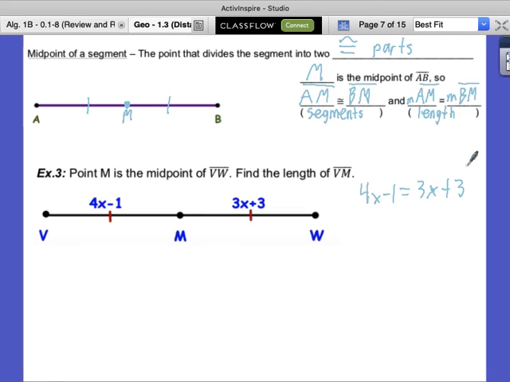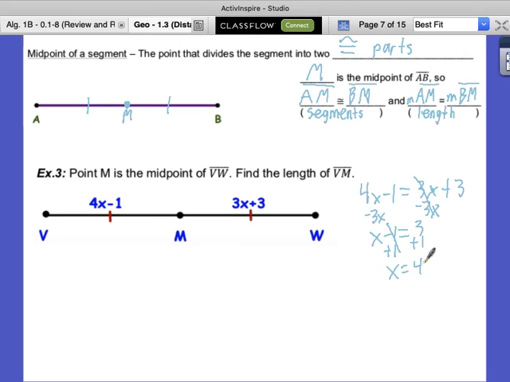Okay. So now, how can I solve this equation? Subtract 3x from both sides. So 3x minus 3x is 0. 4x minus 3x is just x, or 1x. x minus 1 is equal to 3. Now what? Add 1 to both sides. x is 4. Now wait, were we told to even find x?